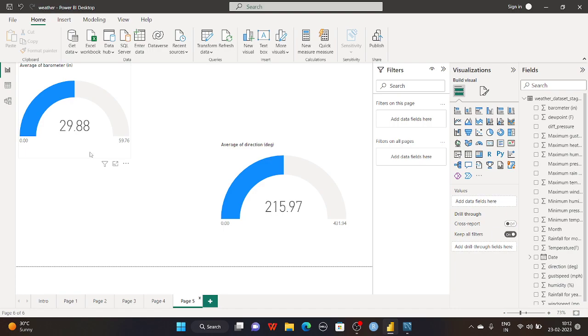Next, the average barometer is 29.88 inch, and average direction is 215.97 degrees. It's the average wind direction.